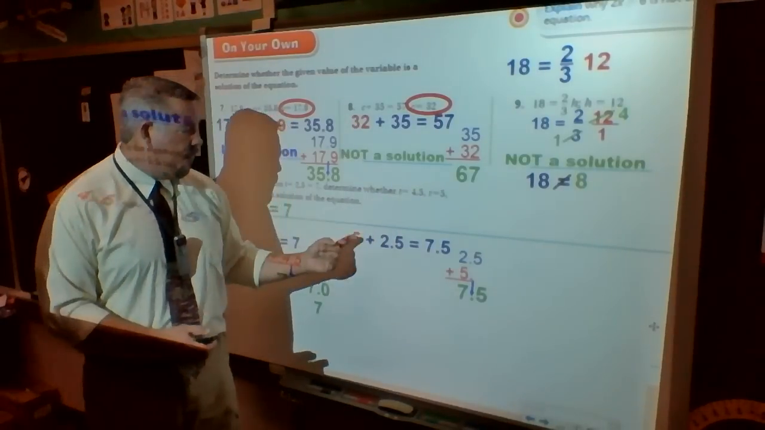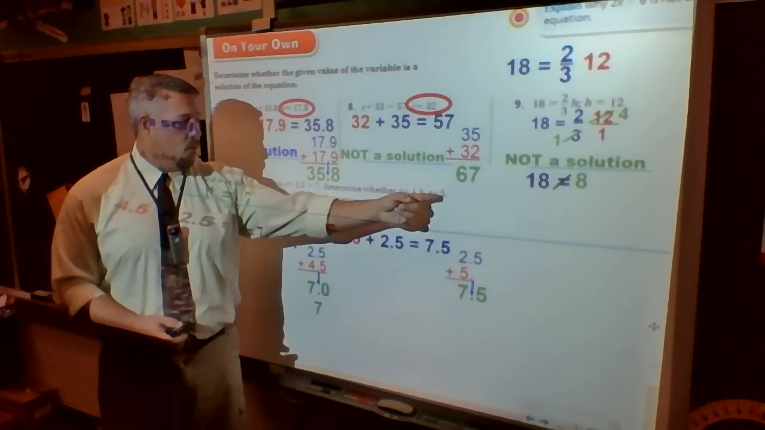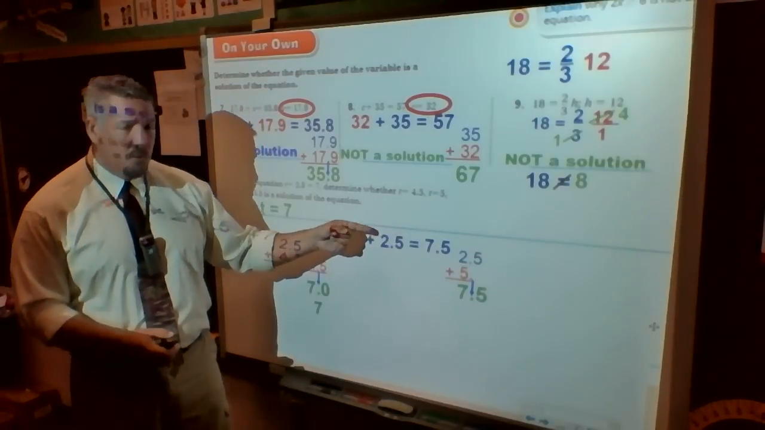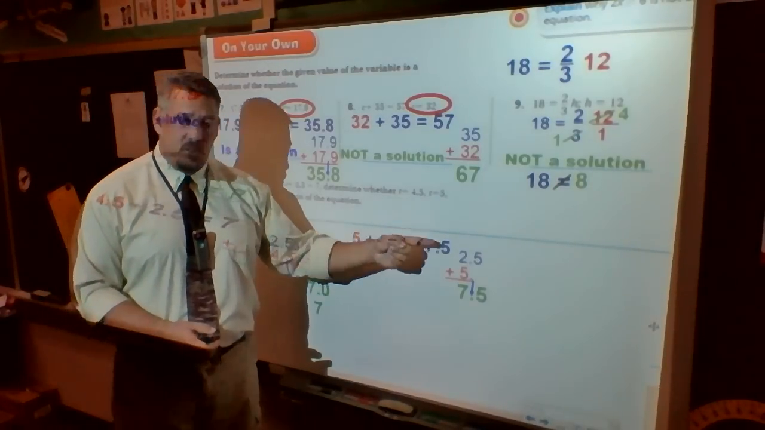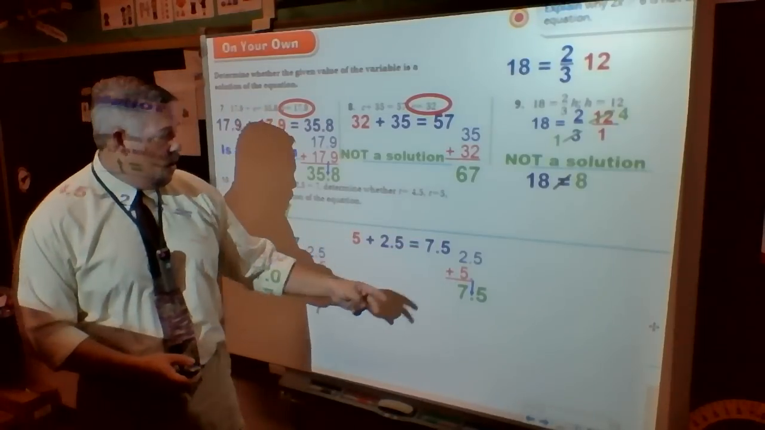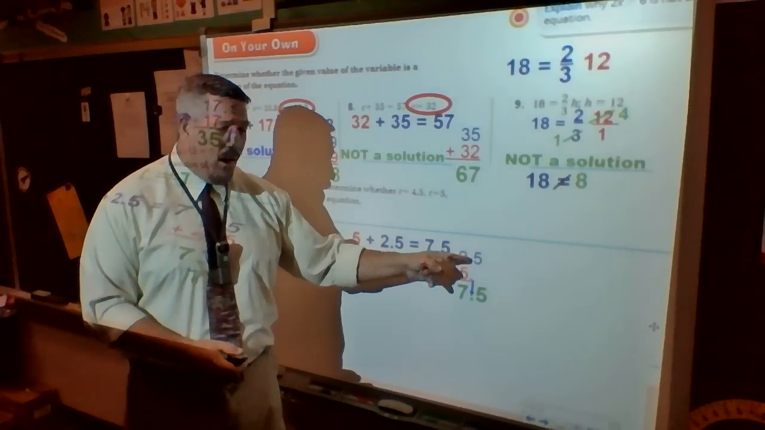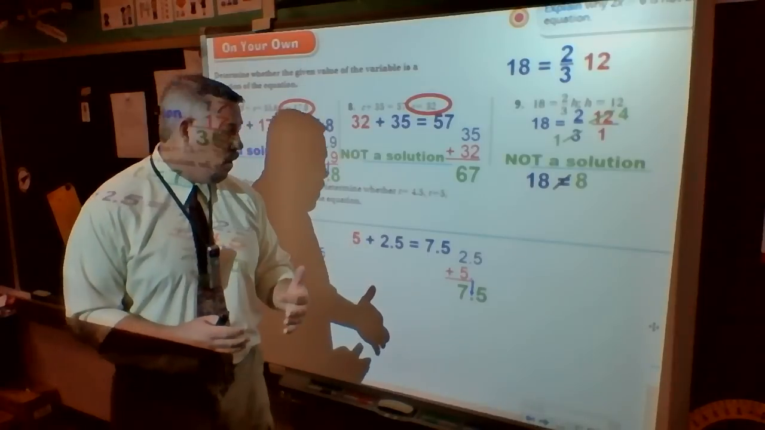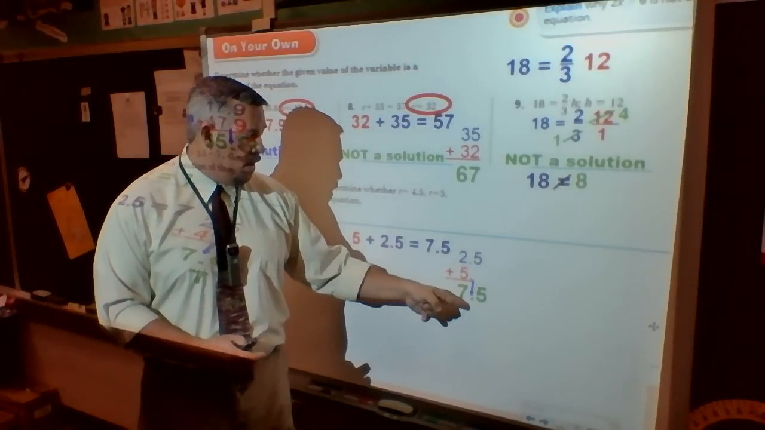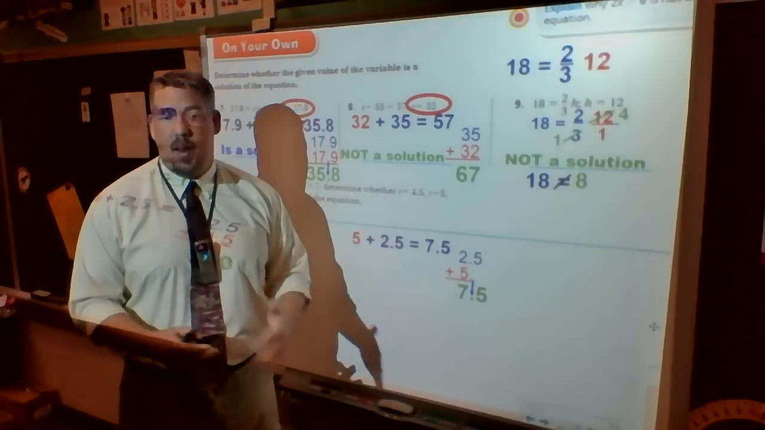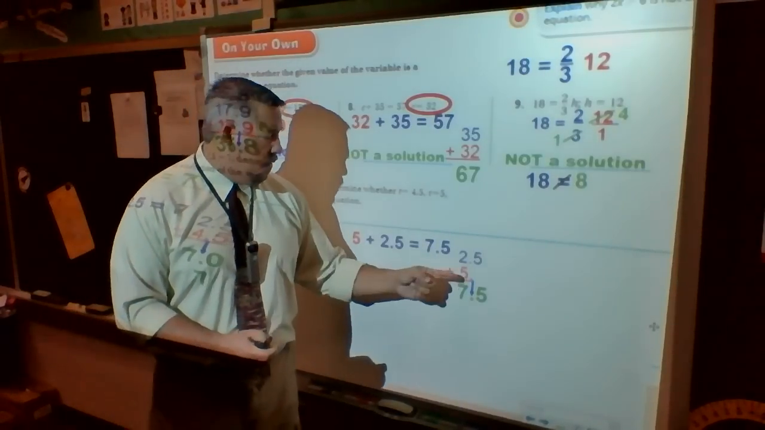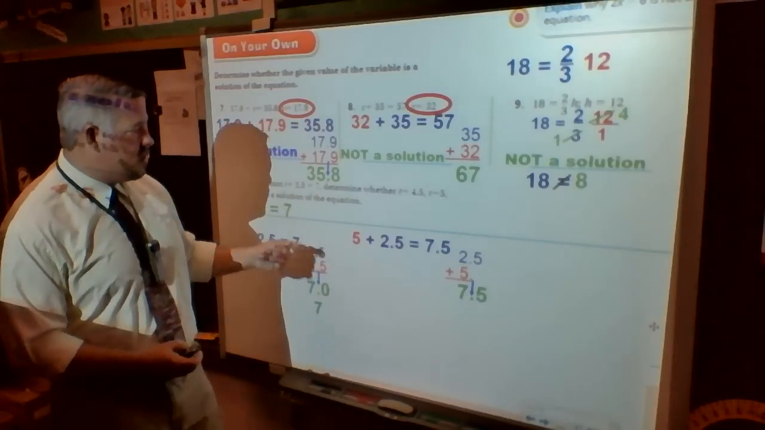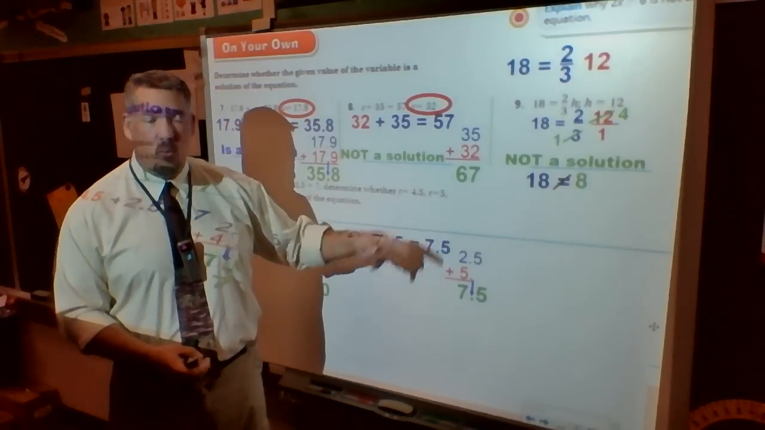I plug in for 5. I'm substituting where they tell me that t is now equal to 5. I end up with 5 plus 2.5. They tell me it should be equal to 7.5. When I stack them, I don't have a decimal there, but I put 1 behind my whole number so it doesn't mess up my work. So I put my decimal there and I bring it down. I'm left with just adding 5 by itself, and then 5 and 2 is 7. 7.5 does not equal 7, so t cannot equal 5.